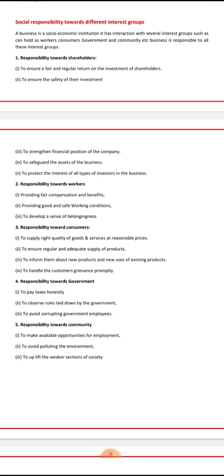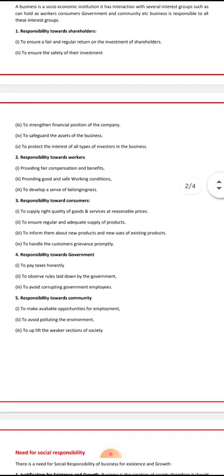The fourth point is responsibility towards government. The firm also has the responsibility towards government, which are paying off tax honestly and following all the rules and regulations, and it should not follow any malpractice, or you can say, avoid any hoarding, black marketing, or any other activities which are not allowed by the government.